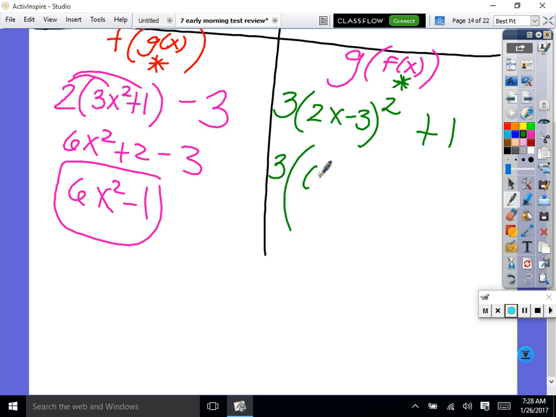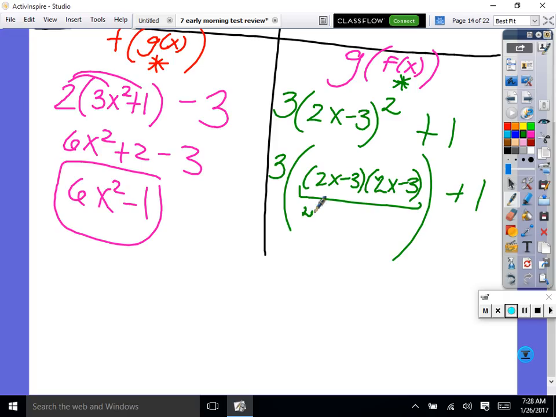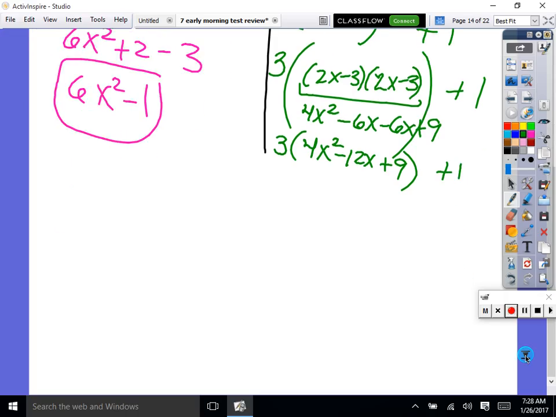We'd say 3 times, let's focus on multiplying that out. 2x minus 3 times 2x minus 3, and then plus 1. So let's distribute that. 4x squared, right? Minus 6x minus 6x, and then plus 9, right? Combine like terms. 4x squared minus 12x plus 9. Now it was 3 times all of that, but not that, right? Is everybody following me? Plus 1. So now we would multiply 3 in, so that's 12x squared minus 36x plus 27 plus 1.